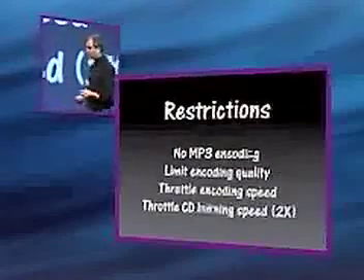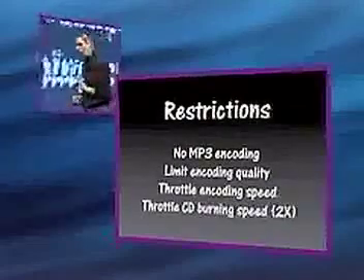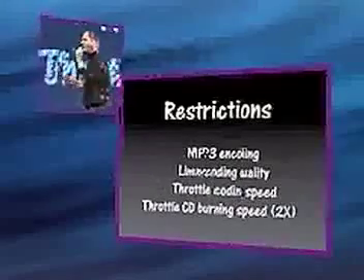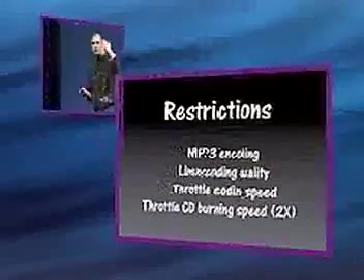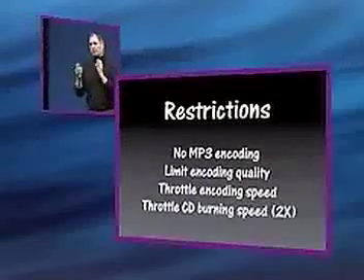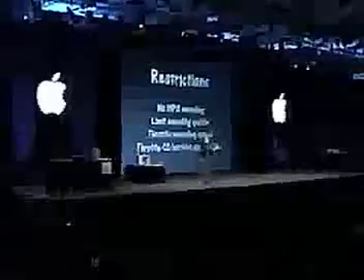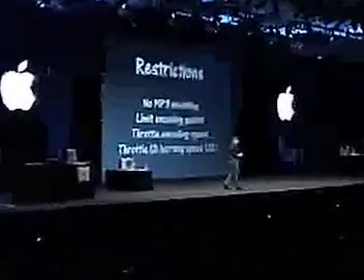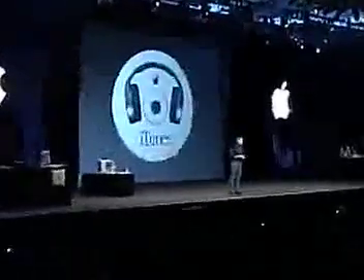And they have restrictions. Some of them don't let you encode into MP3, which is the most popular format. Most of them limit the encoding quality, so they don't let you get really high quality. Most of them throttle the encoding speed, so you're sitting there waiting longer than you have to. And all of them throttle the CD burning speed to 2x. Now, why do they do this? They do this so that you give them more money to buy a pro version that takes away these restrictions, usually about $30. Well, we're going to change all this today with something we call iTunes.